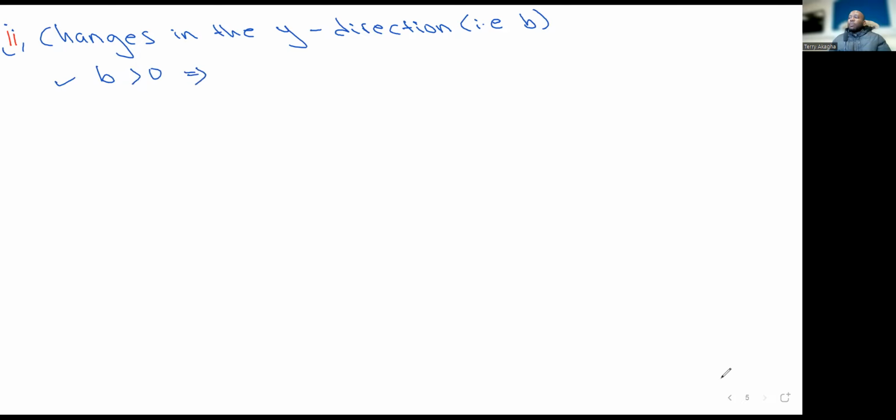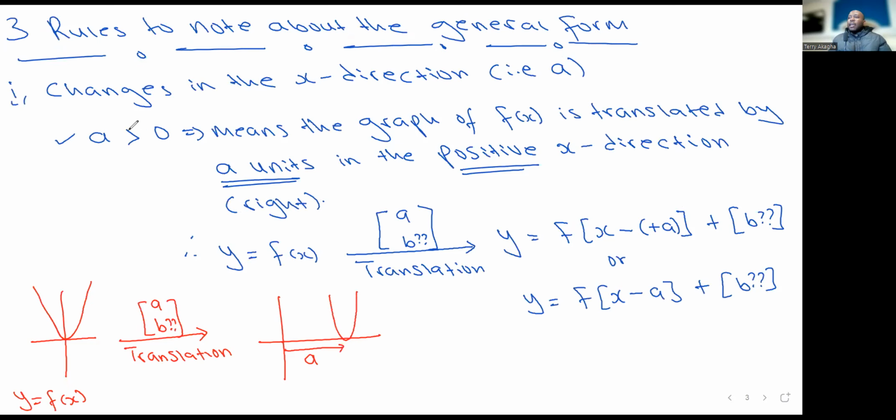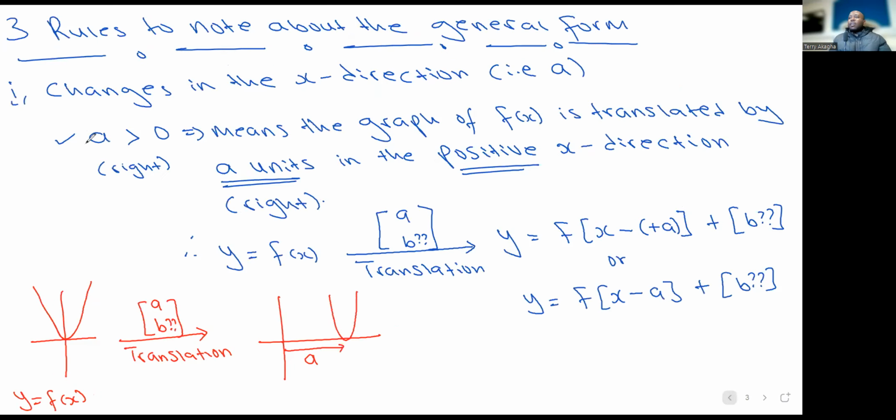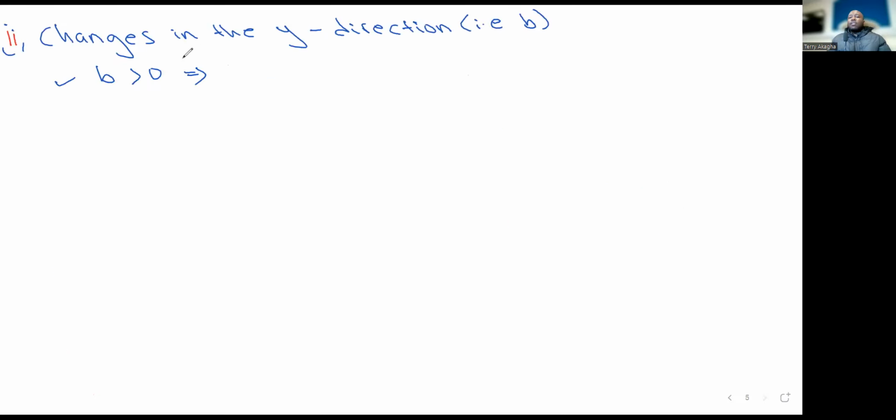Okay, so from this now, we could say when A is greater than 0, it means it's going to the right. Are you seeing it? And when A is less than 0, it means the graph is going to be translated to the what? To the left. Okay, that is the take-home message for these ones. All right. So let's see when B is greater than 0.